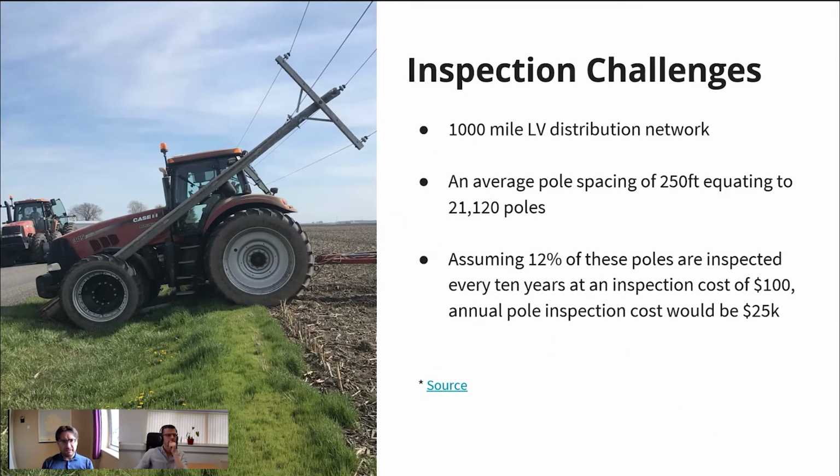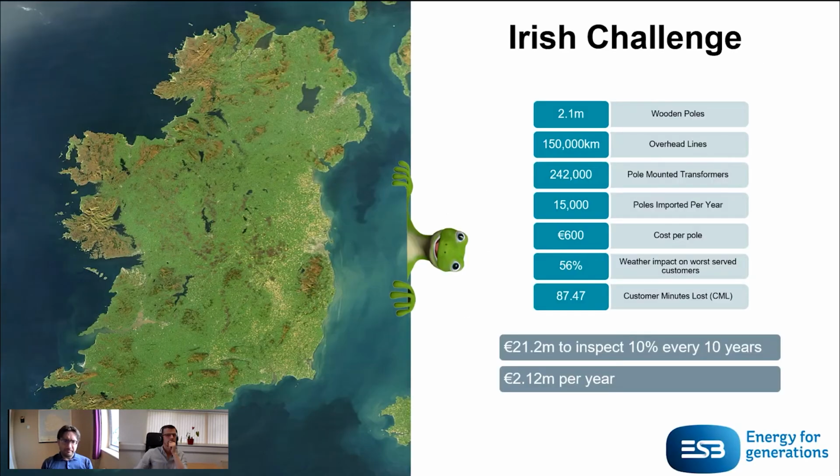So we had a look around, and somebody actually came up with some numbers. They did some calculations on this, and if you take a 1,000-mile low voltage distribution network, which is the LV network, assuming that each pole is about 250 feet apart, that's going to give you roughly 21,000 poles. And if you're inspecting just 12% of those every 10 years, and it costs about $100, they worked out, to inspect each pole, that's going to be about a 25K a year inspection budget. So it's a reasonable size amount of money for that kind of scenario.